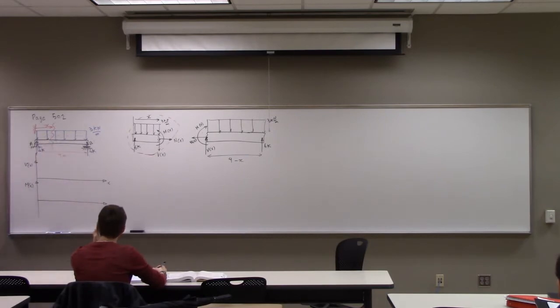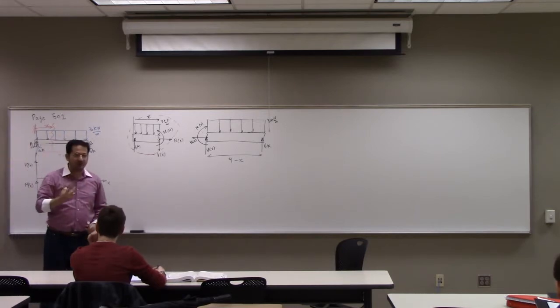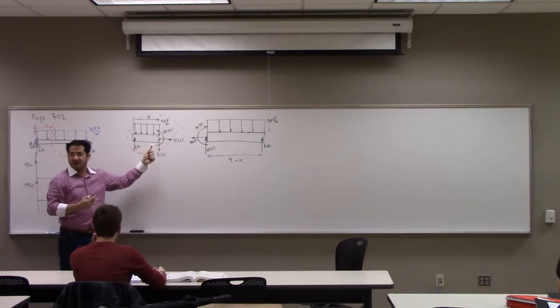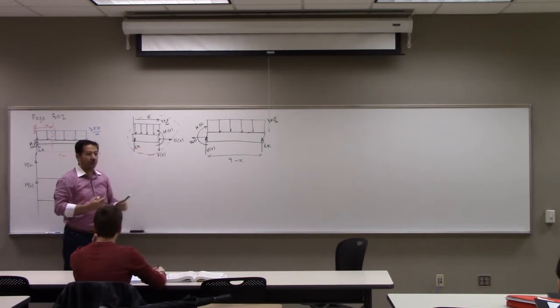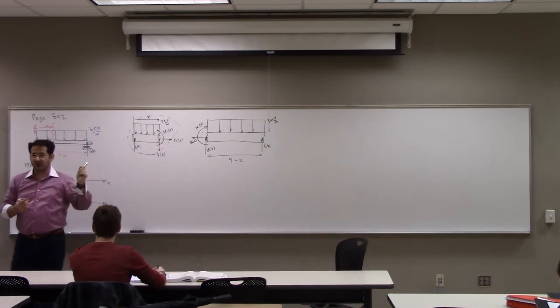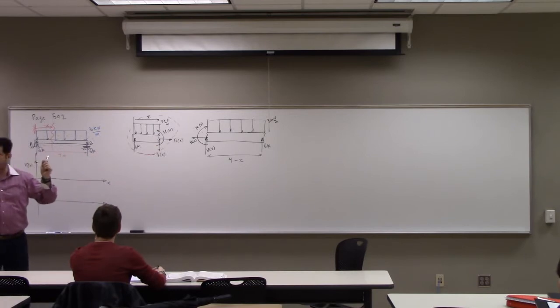How many equations do we have for a 2-dimensional system? 3, right? How many equations do we have for a 3-dimensional system? 6, right? So 3 equations here. How many unknowns do I have? 1, 2, 3, right? 3 unknowns, 3 equations. Can I solve it? Yes.